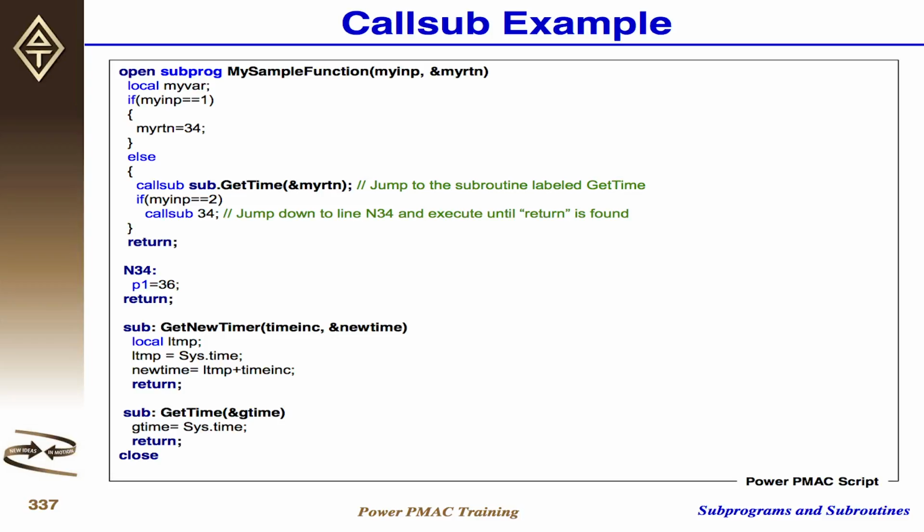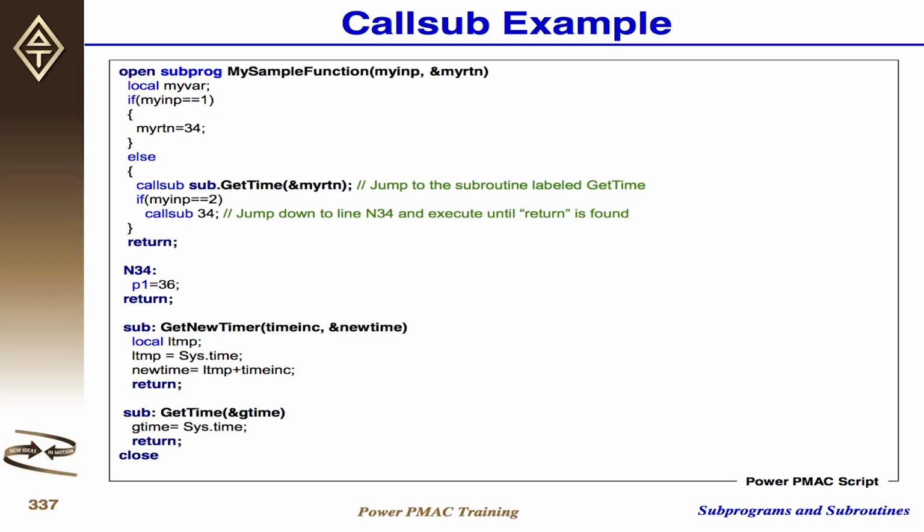Else, it goes to a call sub.getTime, and my return. So if my input is not equal to 1, it goes to the call sub. It's called the sub.getTime inside the program, right? So the call sub can work inside the program.